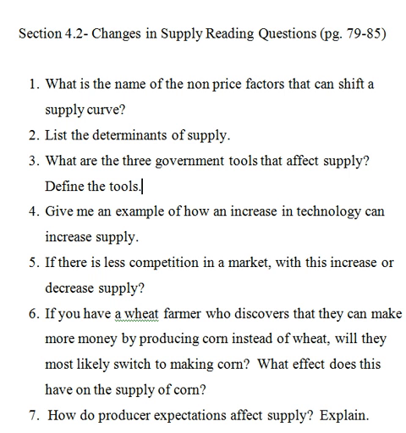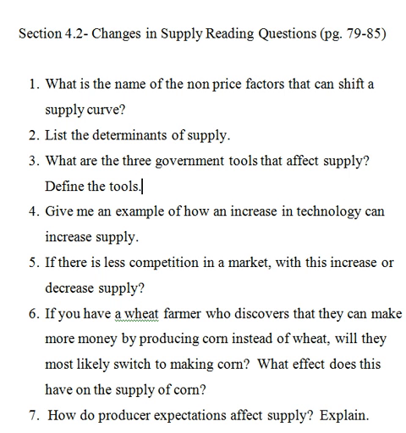Now, moving on here, if you turn to page 84 and look at the next determinant, which is prices of related goods. And for that one, I went ahead and gave you a scenario. If you have a wheat farmer who discovers they can make more money by producing corn instead of wheat, will they most likely switch to making corn, and what effect does this have on the supply of corn? So yes, the wheat farmer is going to switch to making corn because they can make more money. That's going to increase the supply of corn. It's going to shift the supply curve for corn to the right.